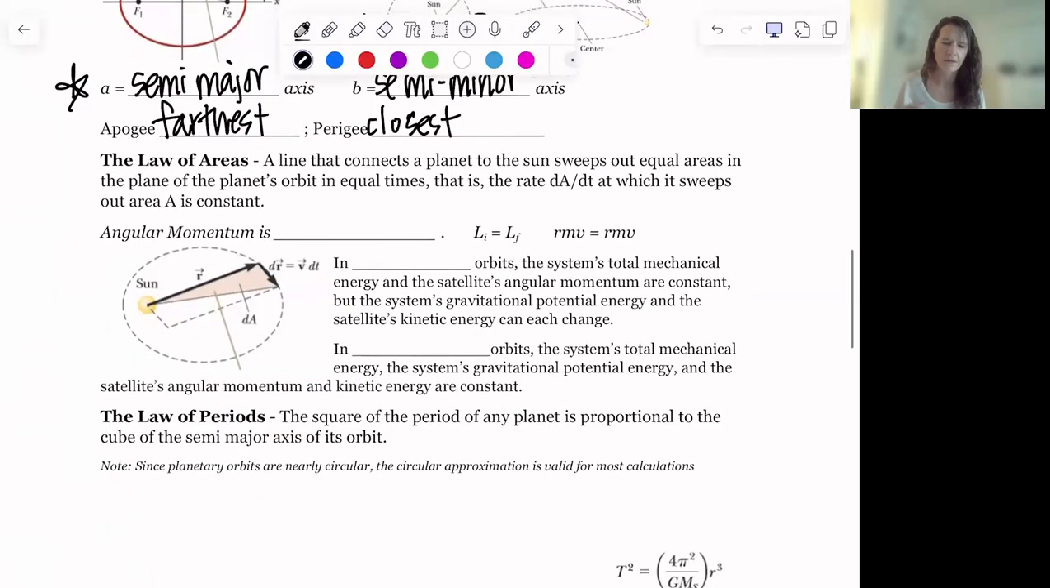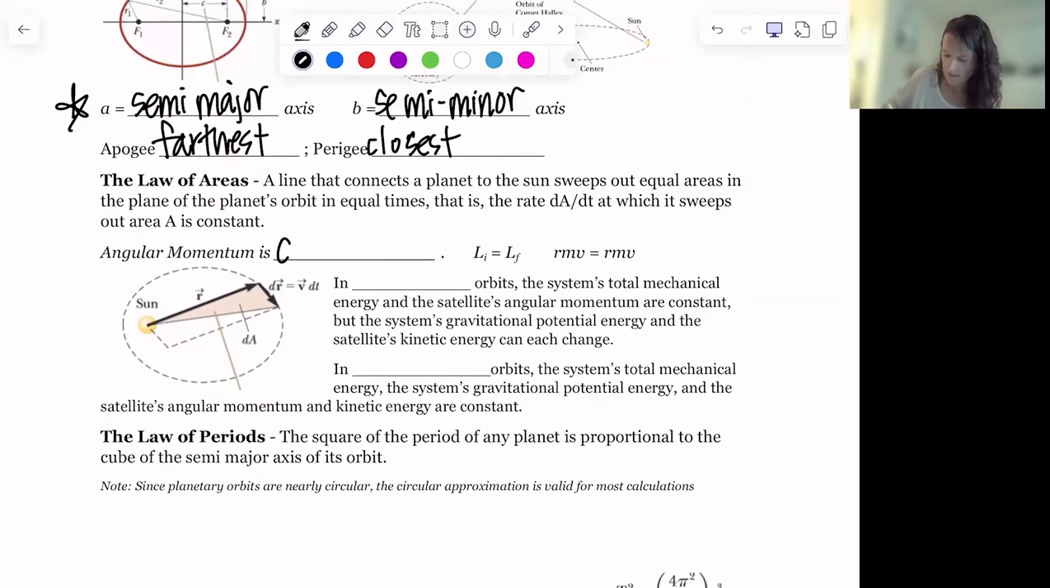And for the law of areas, I'm going to tell you about it. Even though it's a law that you don't need to know necessarily, you do need to be able to use these concepts of angular momentum. What's happening here is that angular momentum, as you would expect, is conserved. We have our sun, and over a period of time, your planet is going to swoop out some sort of area.